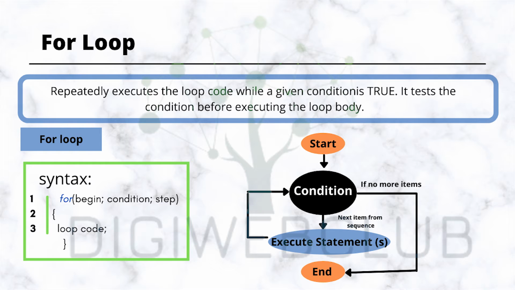Then we also have the for loop, which has 3 parts. First is the beginning or the initialization part, where you initialize the iterating variable.